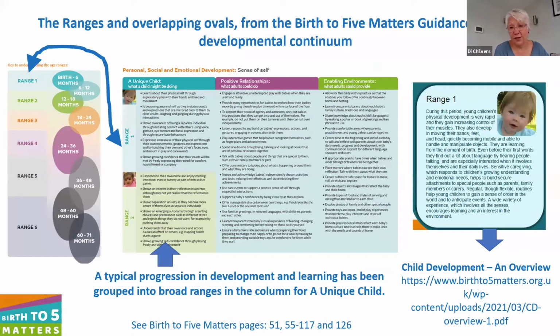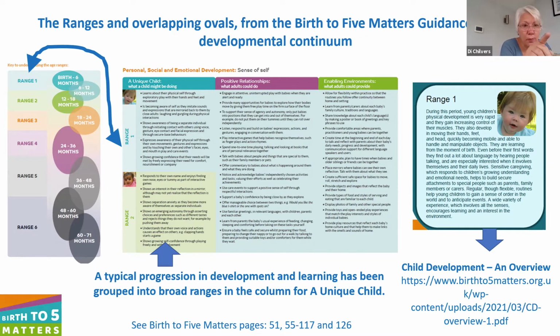The Birth to 5 Matters guidance offers this developmental continuum through what's called the ranges and the overlapping ovals. So let's explain that a bit. What does that mean? On the left-hand side of this slide, you can see the ranges and the overlapping ovals from the Birth to 5 Matters guidance. There are 6 broad developmental ranges and the typical age spans, which help us to refine children's progress and see if they're roughly where we would expect them to be, or if they're progressing more slowly or quickly.